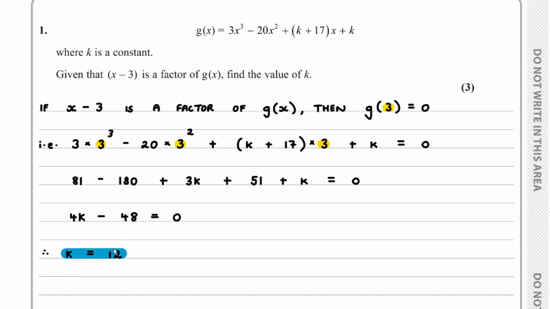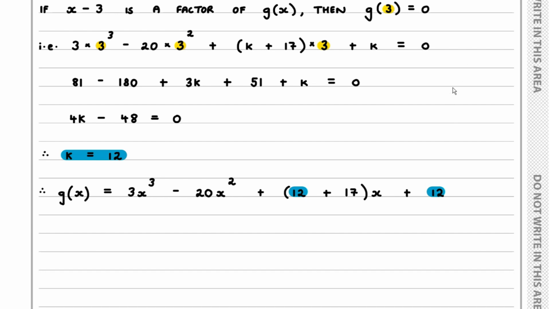And if we replace the k with 12, that means g of x is equal to 3x cubed subtract (20x squared plus 12) plus (17x plus 12). Meaning g of x is equal to 3x cubed subtract 20x squared plus 29x plus 12.